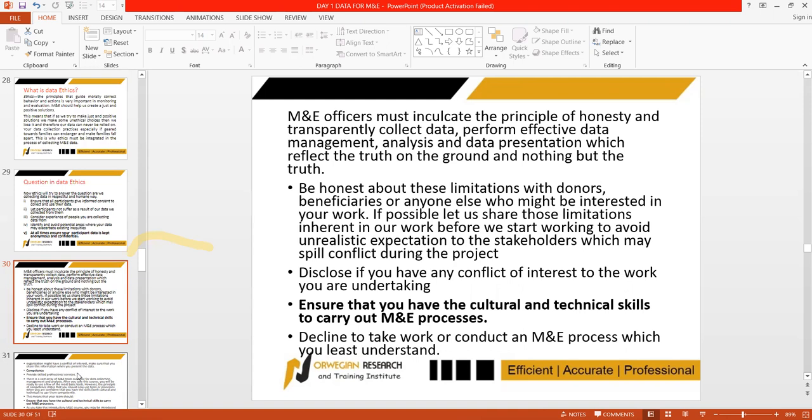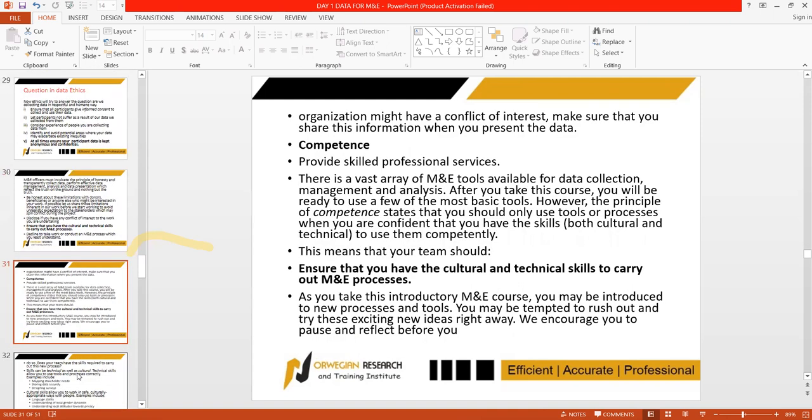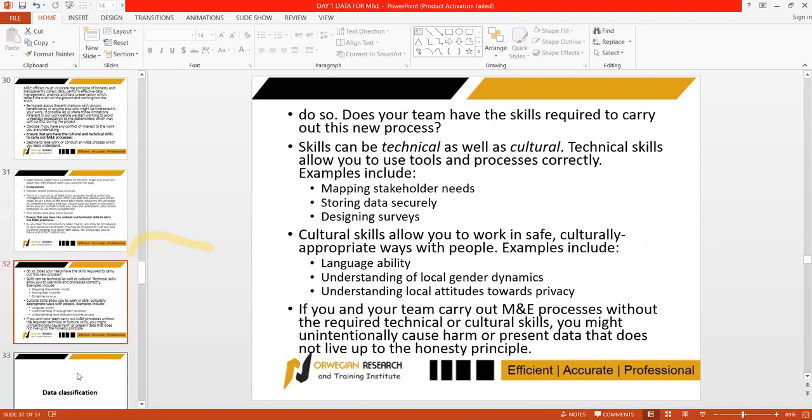Conflict of interest. Ensure that you have the cultural and technical skill to carry out the processes that you want. If not, decline the job. Competence is required. Provide skilled professional services. Never compromise. Ensure that you have the cultural and technical competence required. So that's that.